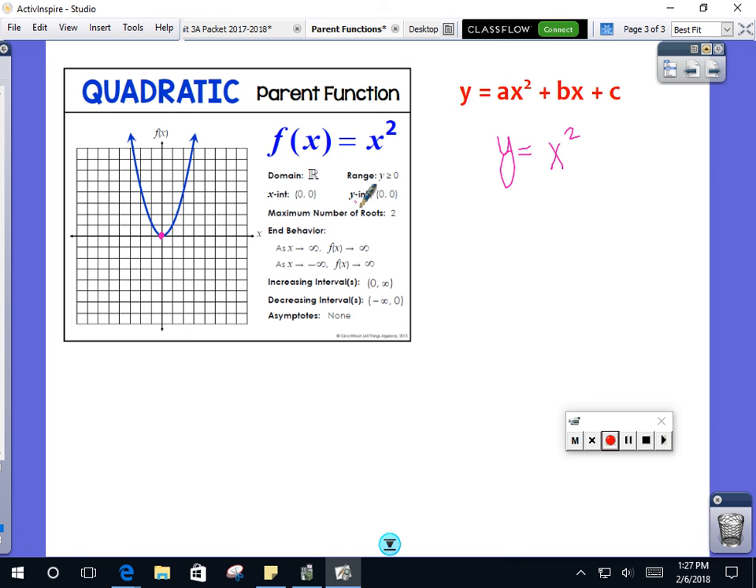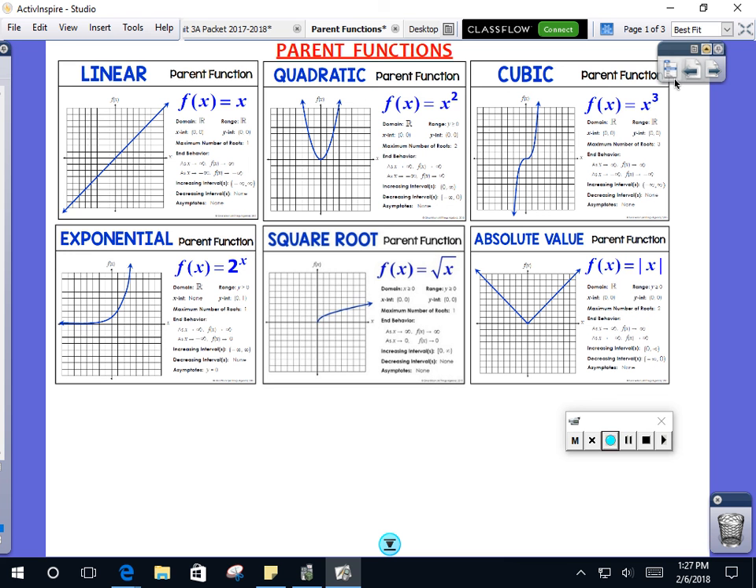Okay, now in this unit, we will be learning about the domain and range, the x and y intercepts, and the end behavior of quadratic functions. Okay, and then when we move to unit 4, we will learn about cubic, or maybe exponential. I'm not sure which one's next, but we'll be learning about one of those. Okay, so you're kind of starting to see the big picture a little bit more.